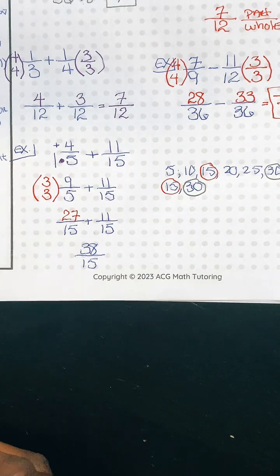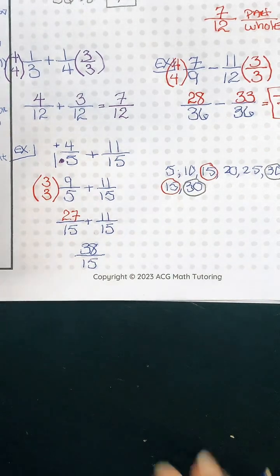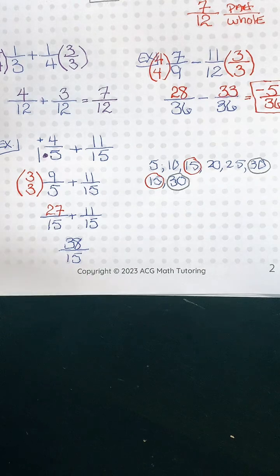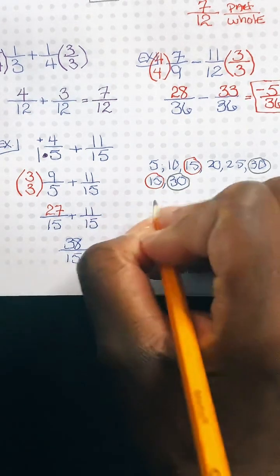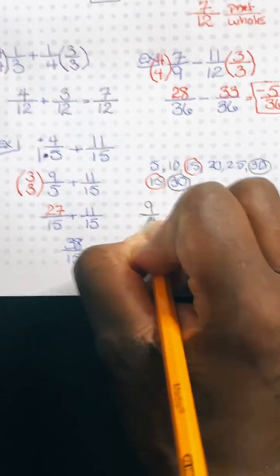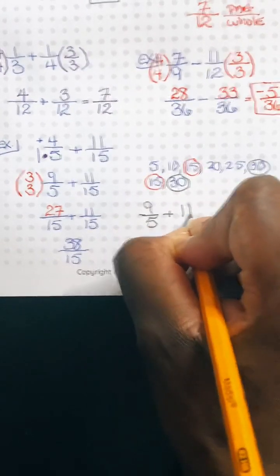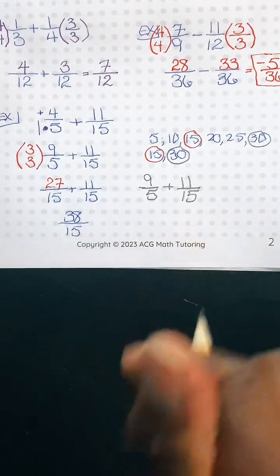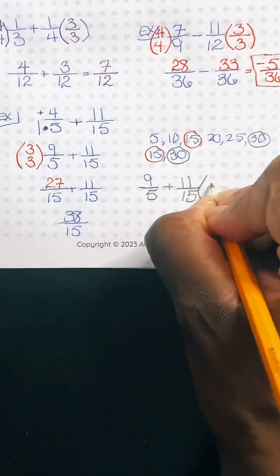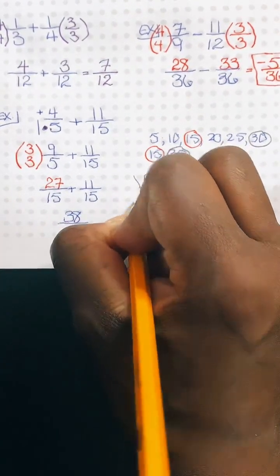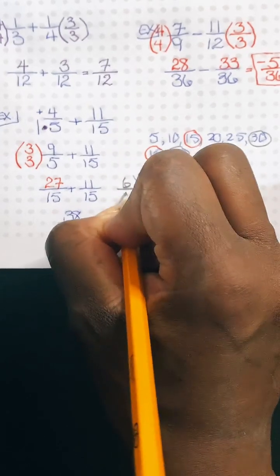Awesome. Good. If we try with 30, will it be the same answer? All right, well, let's see. So we broke down the fraction and we got 9/5 and we got 11/15. If we wanted our denominator to be 30, that means we're going to be multiplying this side by 2, and we're going to be multiplying this side by 6.